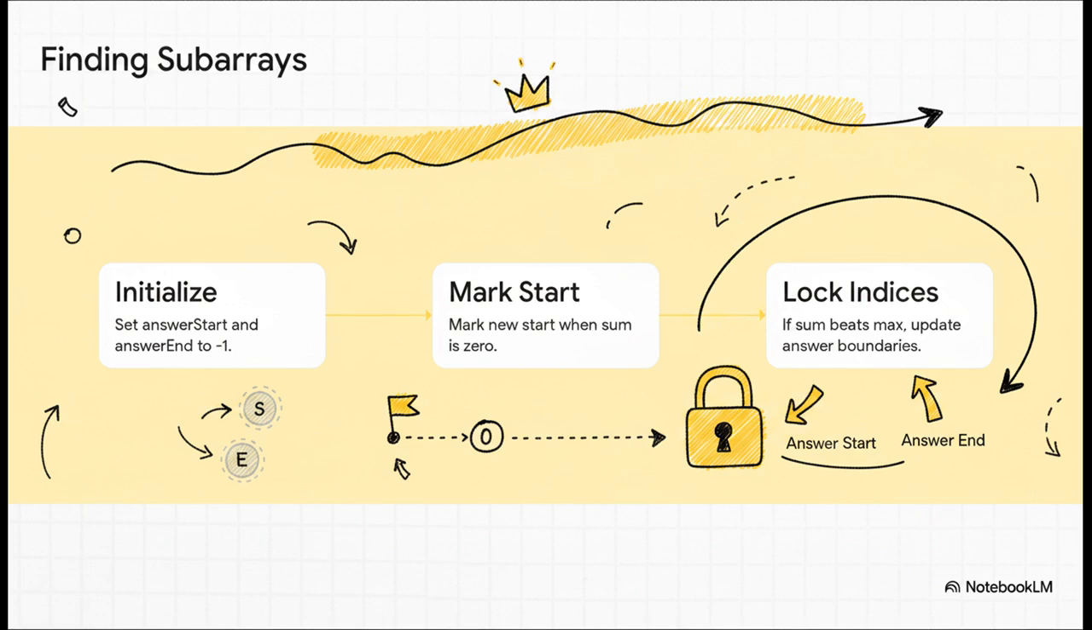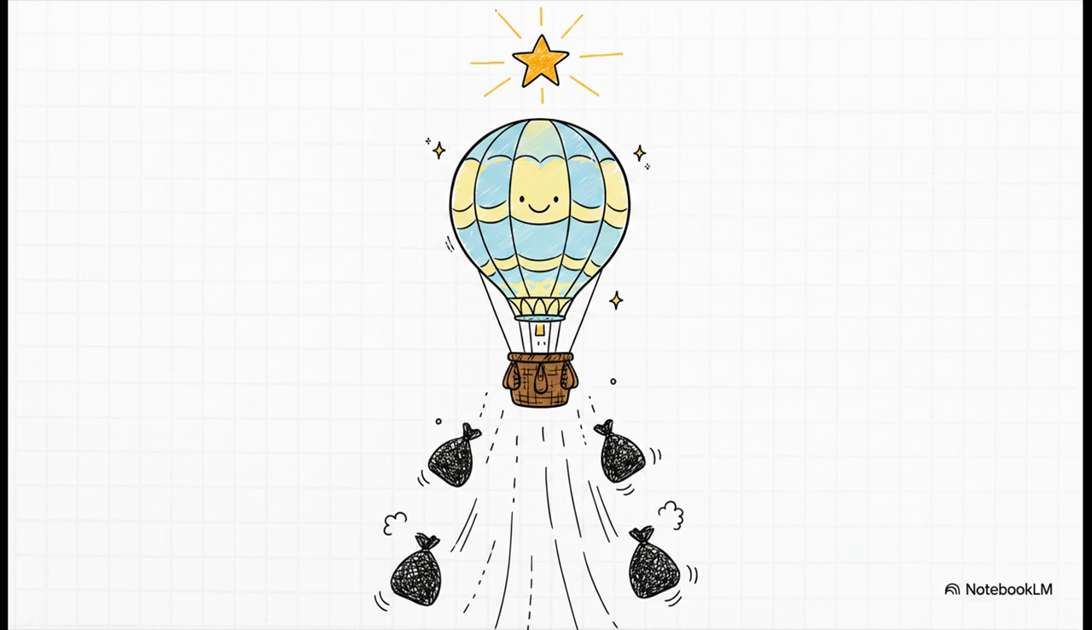Remember how Kadane's resets the running sum to 0 whenever it goes negative? Well, that exact moment of resetting to 0 is literally the birth of a brand new subarray. So whenever the sum is 0, we mark our current index as a temporary start. As we iterate, if our running sum suddenly beats the all-time maximum, we lock those variables in. Our answer start becomes that temporary start we marked, and our answer end becomes our current iteration index. It captures the boundaries perfectly, and yep, it still runs in big O of n time. So we've gone from a sluggish, nested loop nightmare to a super elegant linear time solution that tracks indices seamlessly.